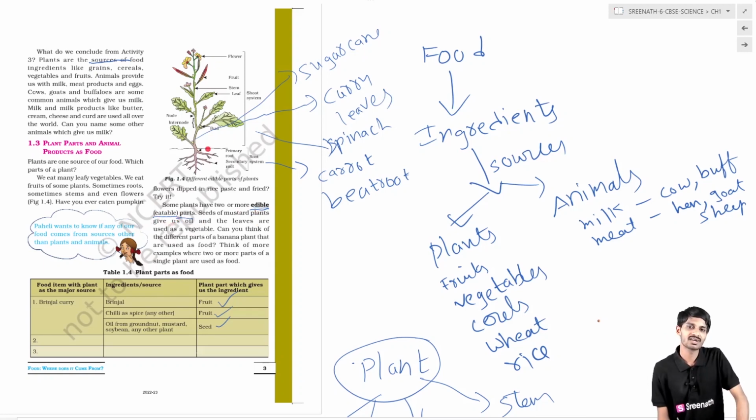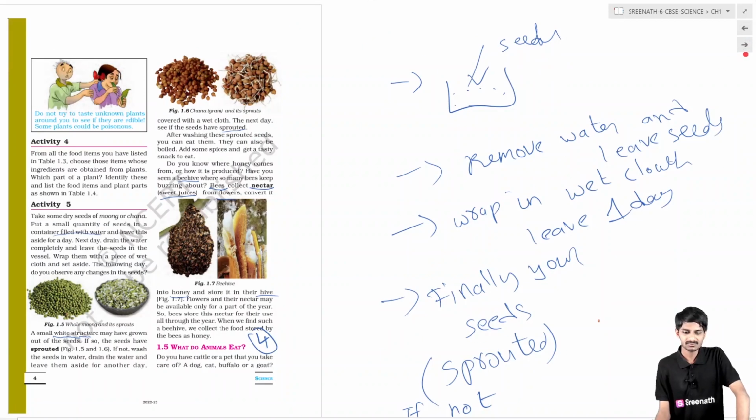These are the different parts of a plant. For example, carrot and beetroot are from roots. Spinach and curry leaves are from the leaf part. Sugarcane is from the stem part. And animal products: what are the animal products? We get milk from cow and buffalo. We get meat from goat and sheep, and chicken from hens, like that.